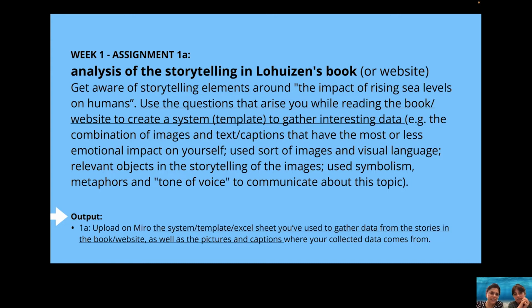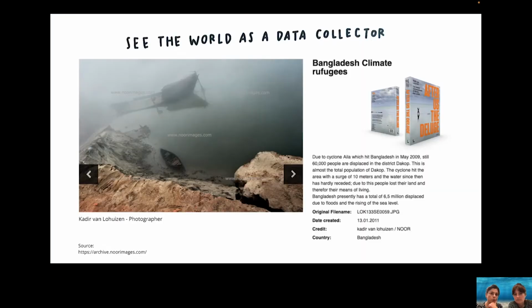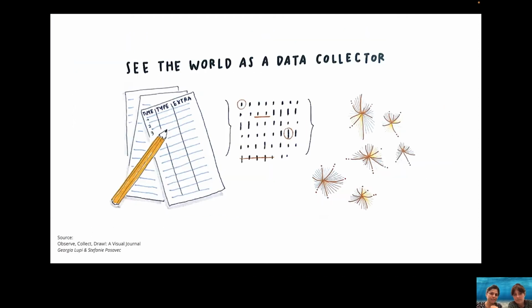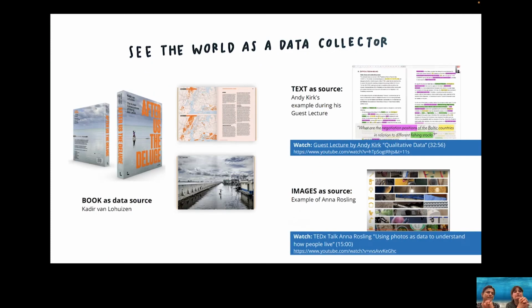analysis of the storytelling in Lohausen's book or website. You already got some information about the book last week. Write down all the questions that arise while you are reading, and find a systematic way to gather the data, the information. Think also about art images, the combinations of images with quotations.